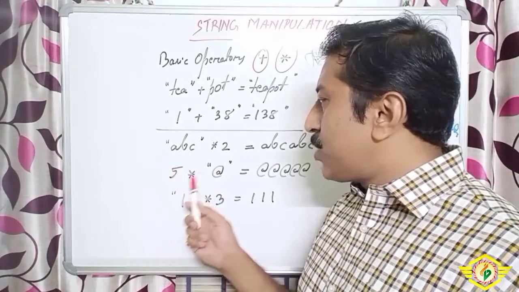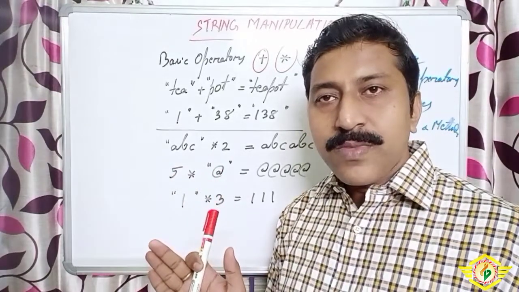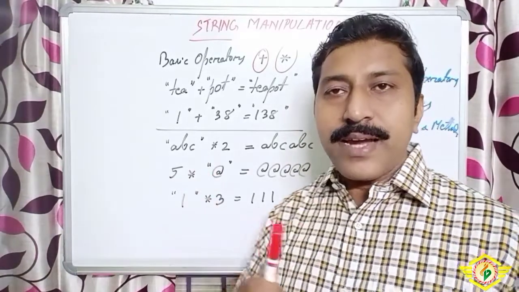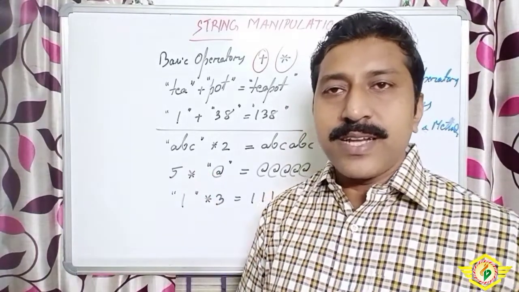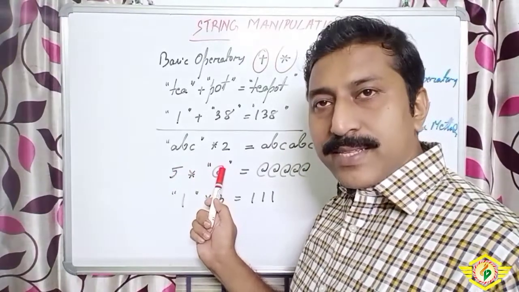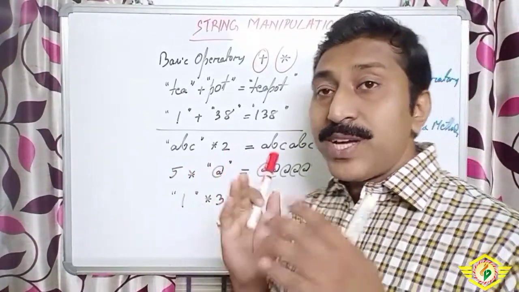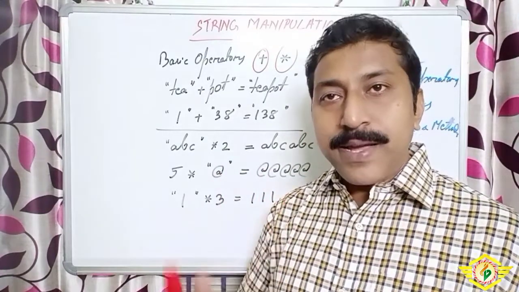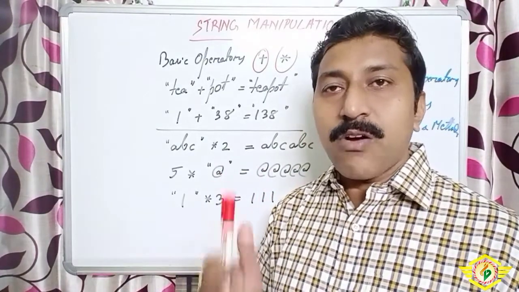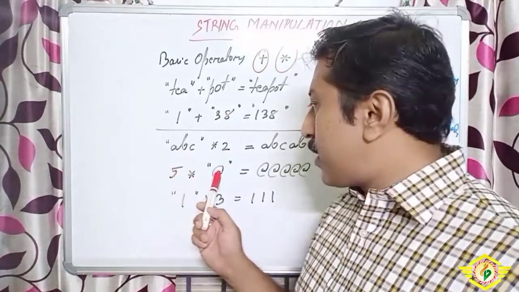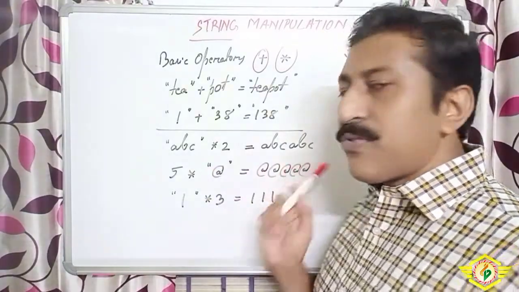Next I have written 5 into @ sign. Doesn't matter whether you are writing 5 first or this @ first. You can write whichever one first, that is no problem. So 5 into means whichever string you are writing within the double quotes, that one will be replicated a number of times according to the given numeric value. So numeric value is 5 here. So 5 into @, so at the rate should be printed 5 times.